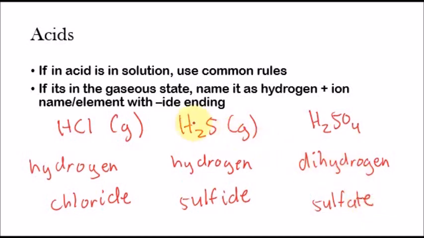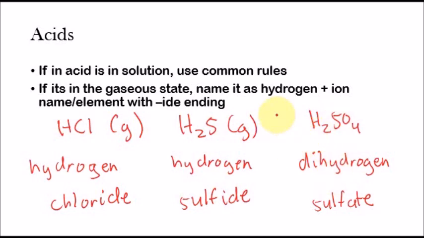Okay, so with the binary acids, if they're not in solution, we just say hydrogen chloride even if the number of hydrogen atoms is more than one. Okay, but with ternary acids, we have to indicate the number of hydrogens.